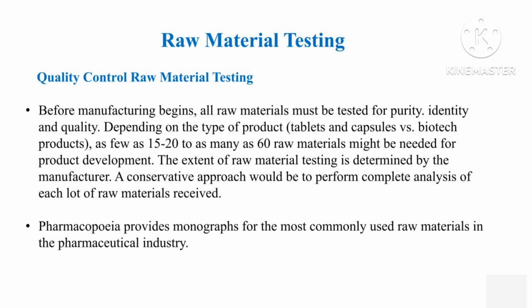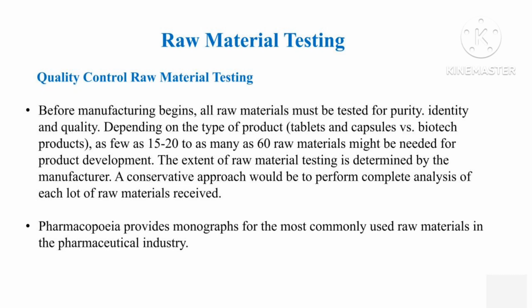Before manufacturing begins, all the materials must be tested for purity, identity, and quality, depending upon the type of product, tablets and capsules versus biotech products. As few as 15 to 20, as many as 60 raw materials might be needed for the product development. The extent of raw material testing is determined by the manufacturer. A conservative approach will be to perform complete analysis of each lot of raw material received.